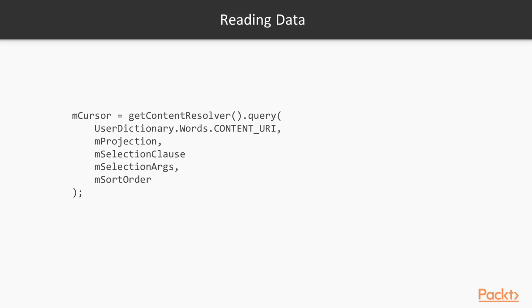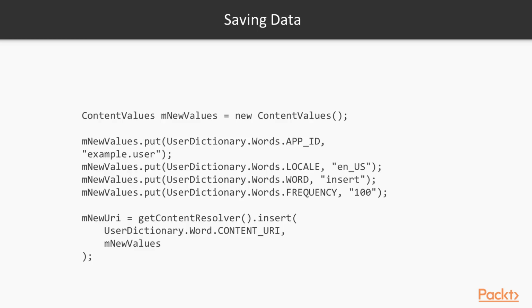You specify the address of the data, you define what kind of fields you would like to retrieve, what the selection criteria are, the sorting order, and so on. Saving data, again, is very similar to SQLite. It uses a ContentValues object to persist the data, so you just write data to the ContentValues object, and then you insert the object itself into the provider given by the getContentResolver method.